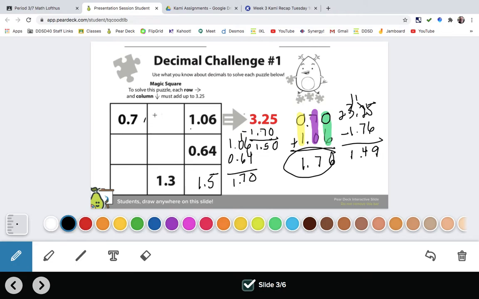So this is 1.49. Let's double check that thinking. 0.7 plus 1.49 plus 1.06. We need a 0 right there. 9 and 6 is 15. And that is 12. 3.25.